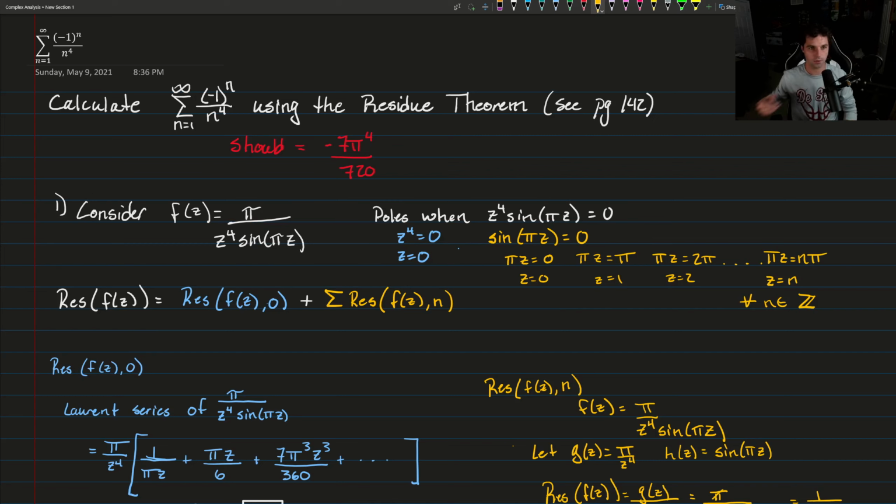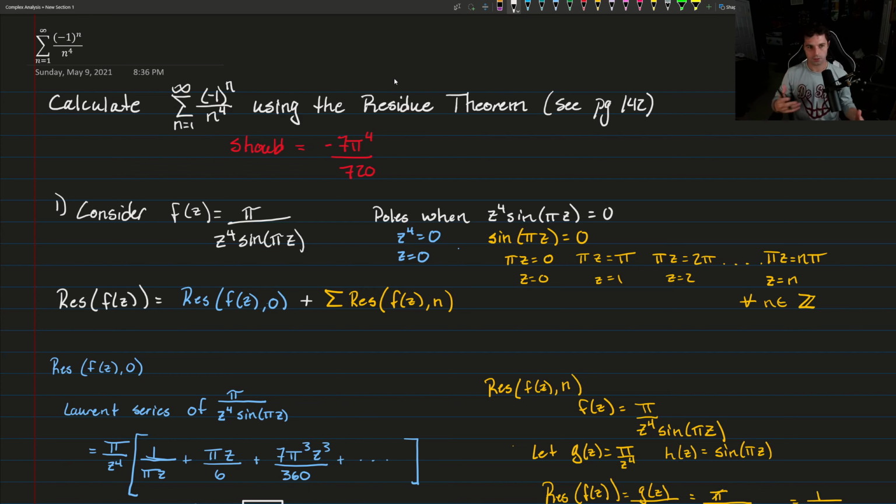Hello. So what I'm going to be presenting on is this sum up here. I'm going to be presenting on finding the sum from 1 to infinity of (-1)^n over n to the fourth using the residue theorem. There's a whole bunch of details on page 142, so I'm pretty much going step by step of exactly what the book is suggesting to do. The only difference is that there's z to the fourth and there's an alternating sum.